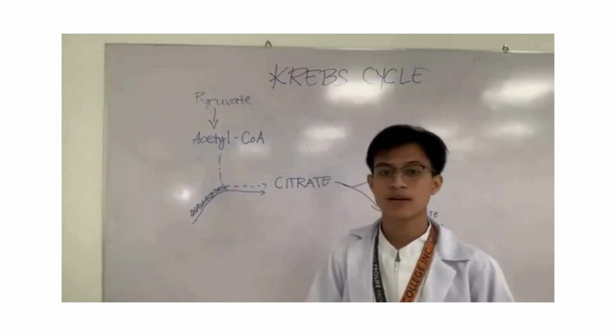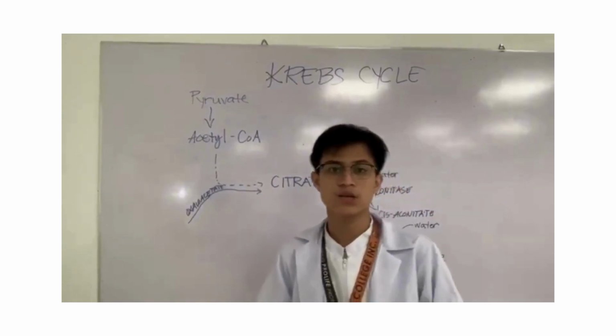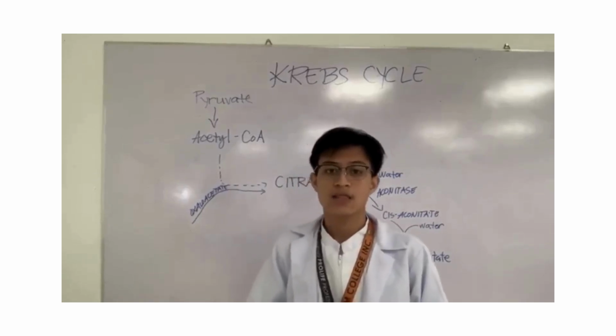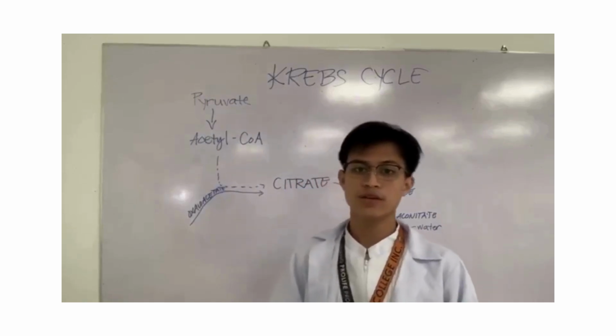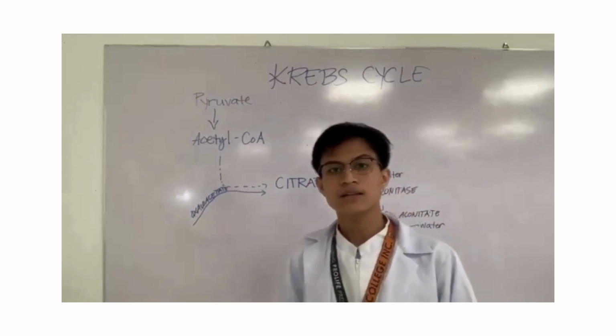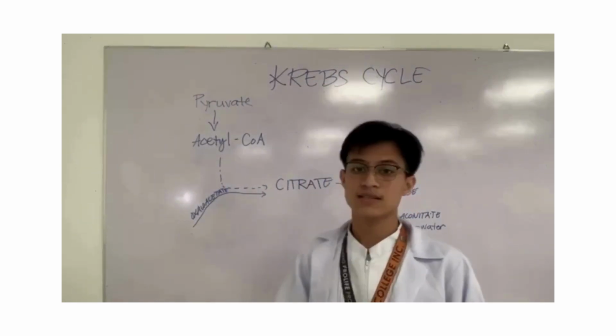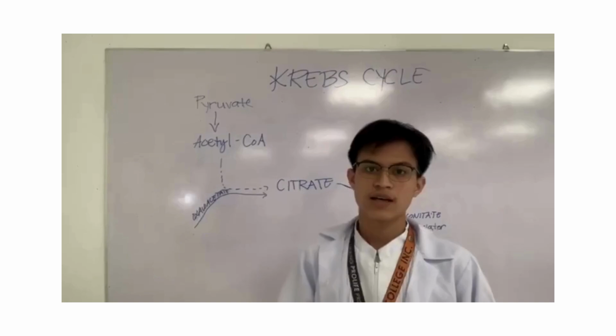So hello everyone, our next topic is the Krebs cycle. The Krebs cycle is a sequence of enzyme events that are essential to cellular respiration. It is sometimes referred to as the citric acid cycle or the TCA cycle. It takes place in the mitochondria and is necessary for aerobic organisms to produce energy.